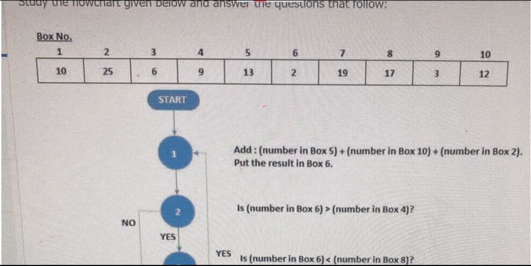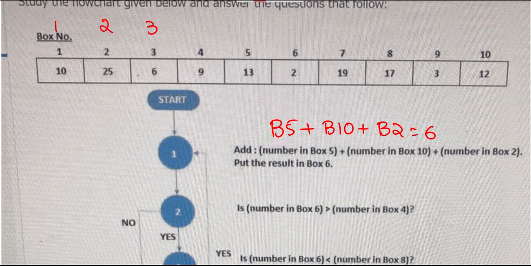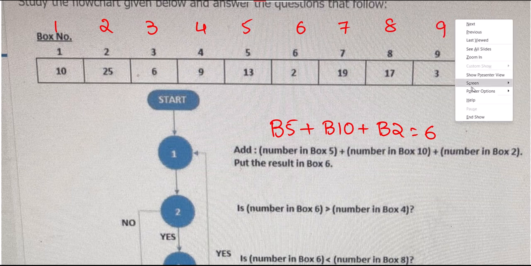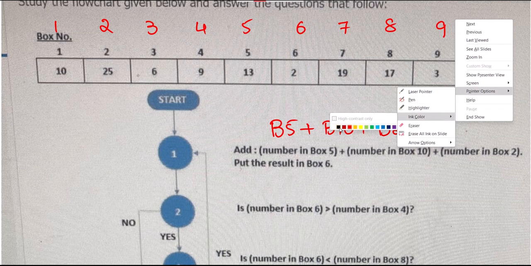Okay, here box 1 is 10, box 2 is 25, like that. They've given values, but I'll read. The first step is box 5 plus box 10 plus box 2. We need to add and put it in box 6. So this is box 1, box 2, box 3, and so on up to box 10. I'm writing 5 and 6 for better visibility. I'll write it in black.